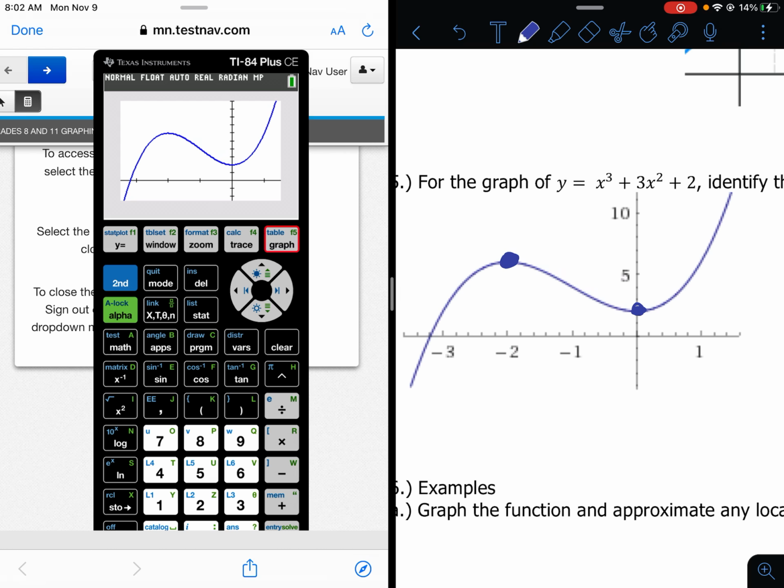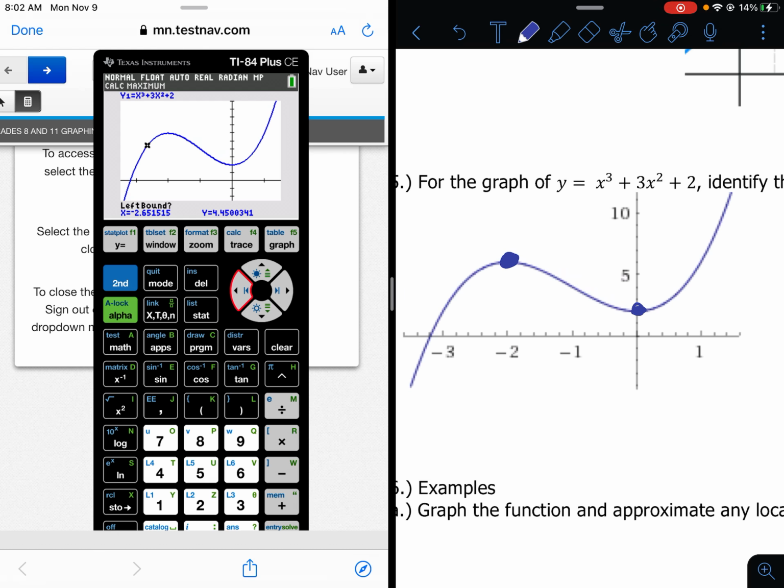There you go. So I wanted something where we can look at the graph similar to the one that's right here. Local max and min is basically finding the top and the bottom of this little bump here. Similar to the way we found the vertex, you'll go to second and trace, and since we're finding local maximum first, you could do either one, but I'm going to find local max first. We go to maximum, and you remember what we did.